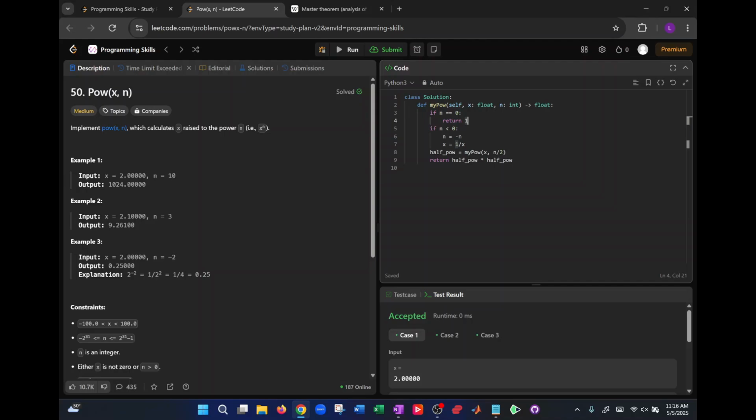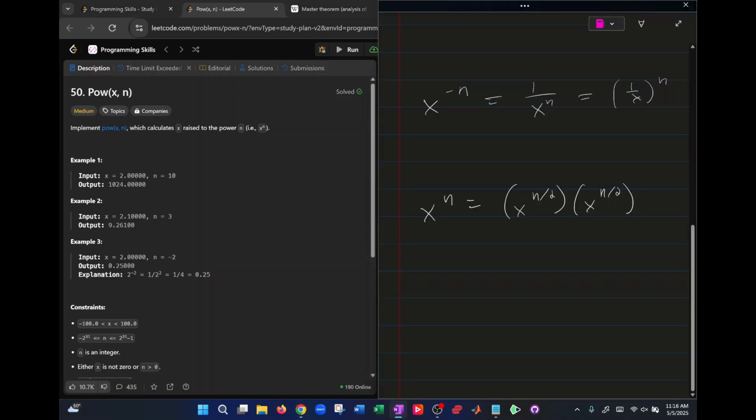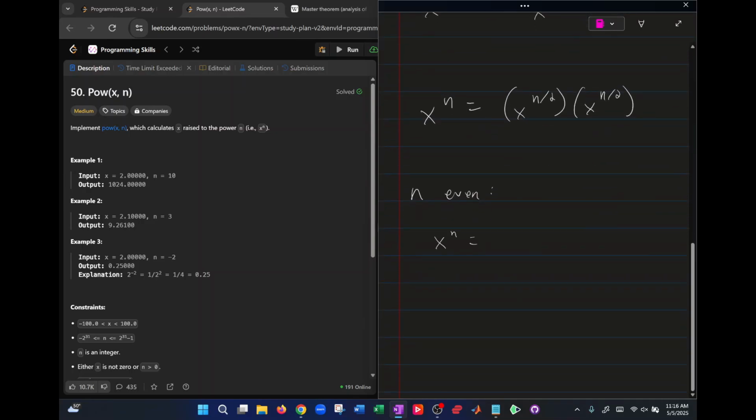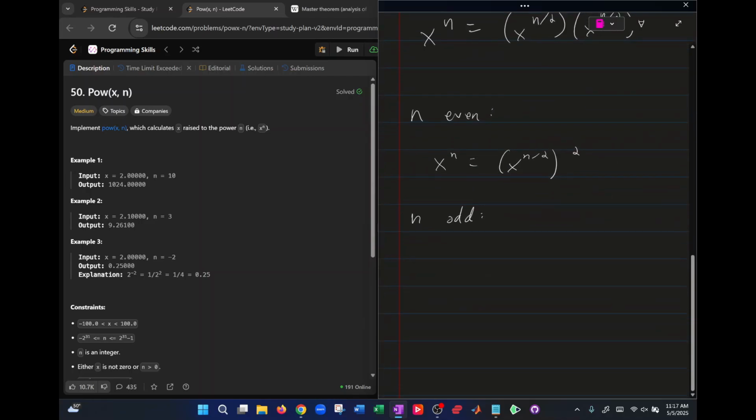The other thing that we really need to think about is the fact that n is an integer, and here we're taking n over 2. So if we want to feed it back in, we need to feed back in an integer. If n is even, then this works fine. We could just take x to the n over 2, and I'll just say squared, because we're just going to multiply it by itself. This will work because if n is even, then n over 2 will be an integer. If n is odd, then we can't do that.